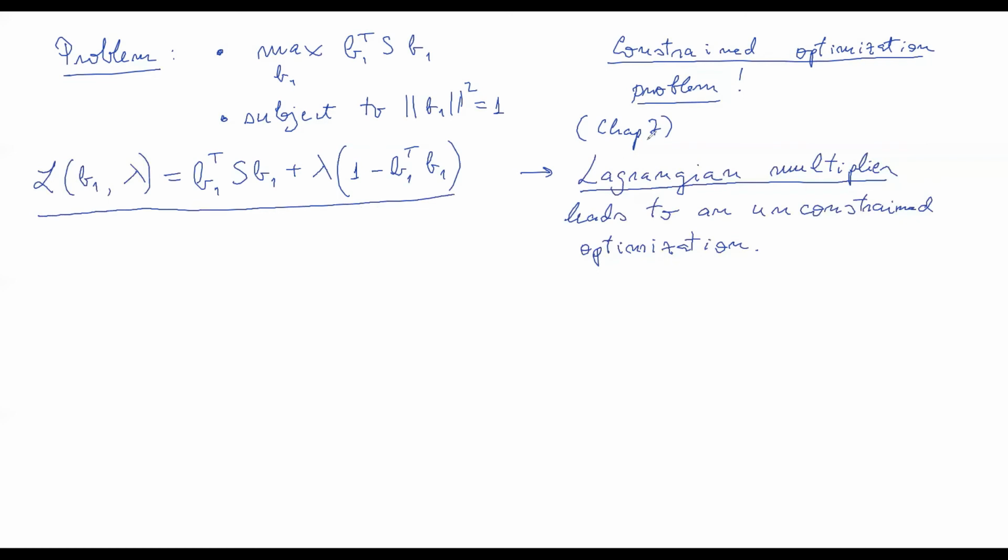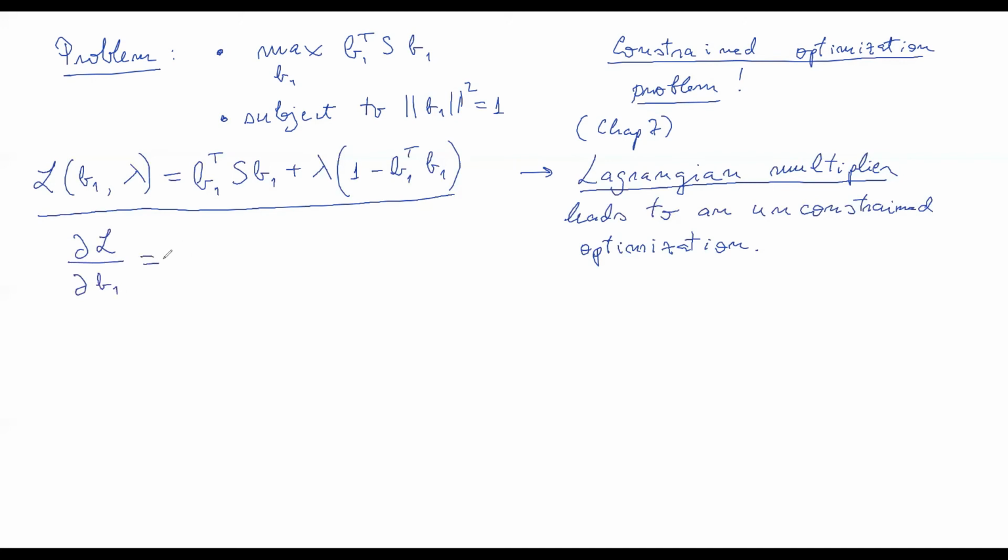And the insight that you have, and this is being discussed in chapter 7 and also in any course that deals with optimization problems, is that the solutions of this problem are going to be local optimum points for this Lagrangian multiplier. So it's a necessary condition for a solution to the problem to be among those on which the partial derivatives of this Lagrangian multiplier are 0. That leads directly to the idea that we will calculate the partial derivatives of the Lagrangian multiplier with respect to B1 and to lambda.